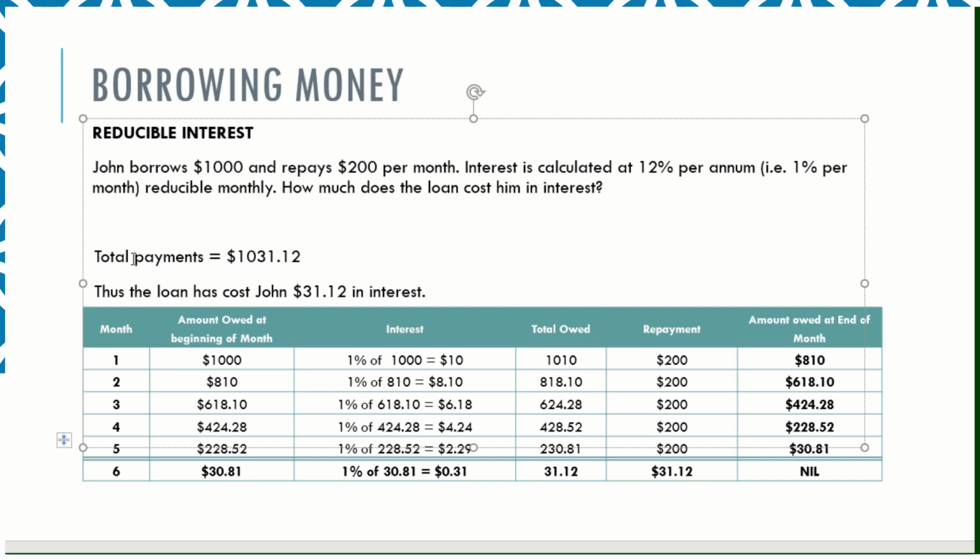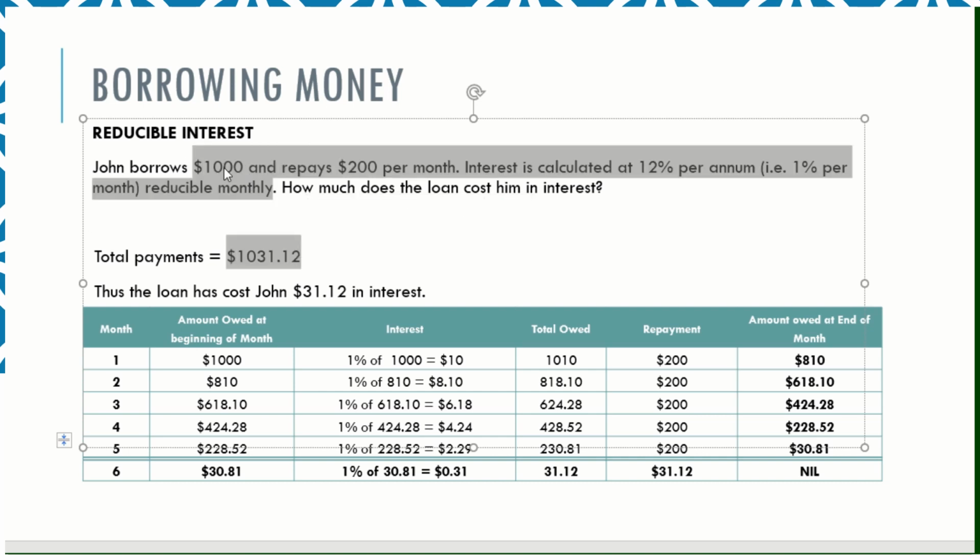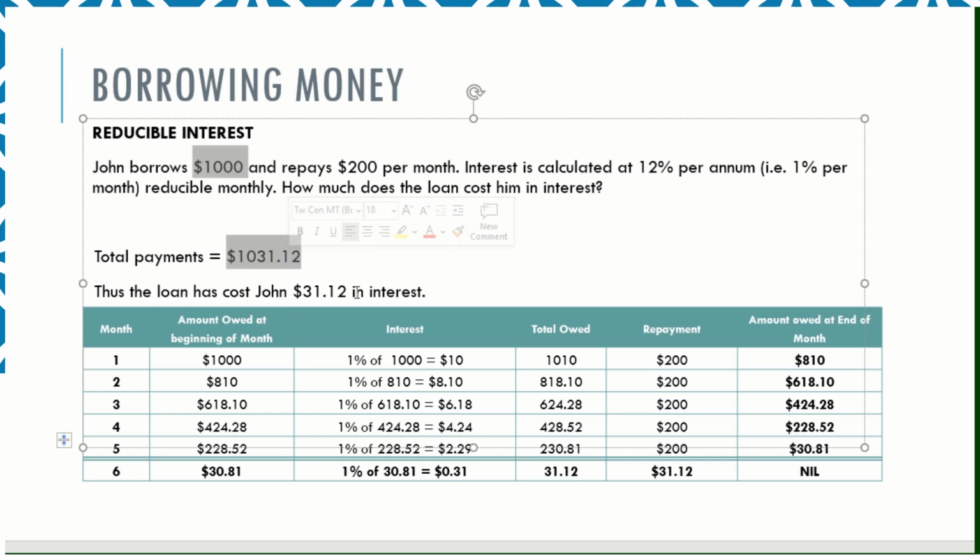All right. So let's see how much he pays in total altogether. 200 plus 200 plus 200 plus 200 plus 200. That gives you 1,000, right? So 1031.12 is what he paid in total. How much did he borrow? 1,000, correct? So the difference, you take this minus this, okay? I'll just highlight it for you. This minus this. How much you pay back minus your principal, that difference is the interest. Do you understand? So this is reducible interest. Your interest will keep reducing. Understand?